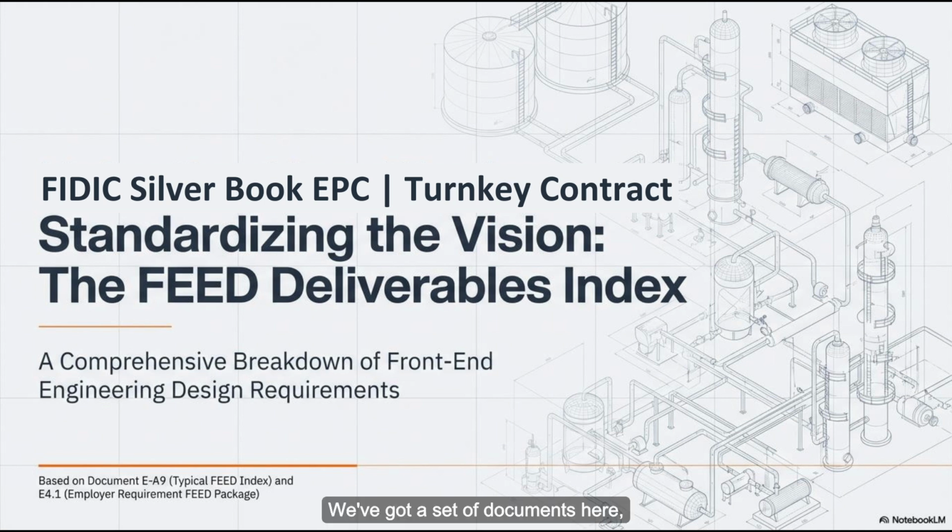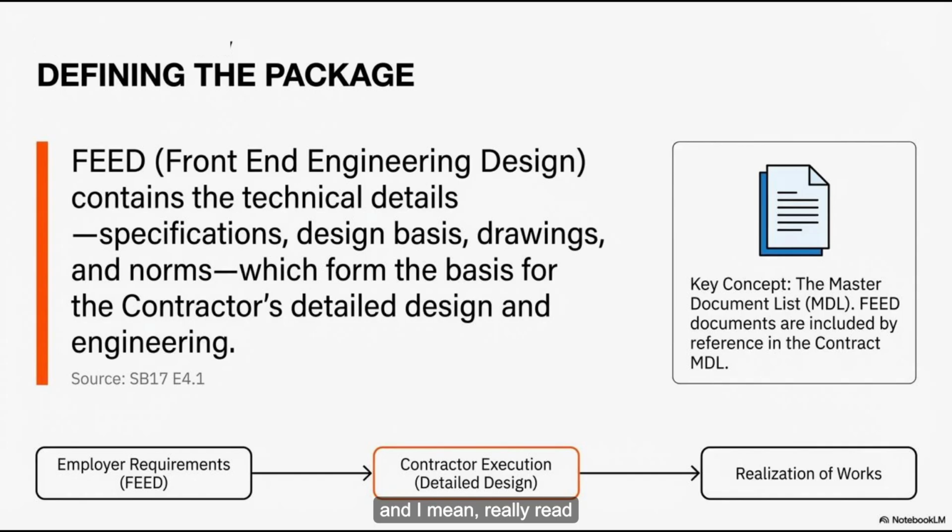We've got a set of documents here, specifically labeled EA9 and SB17 E4.1. Now, on the surface, I'll be honest, they look dry. They look like a table of contents for a boring engineering report. But if you actually read them, and I mean really read what they're asking for, this is the source code. This controls the reality for a $1 billion facility. That sounds dramatic, but it's not wrong. It is accurate. What we're looking at is the FEED index. And if you understand this document, you understand how the modern industrial world gets built.